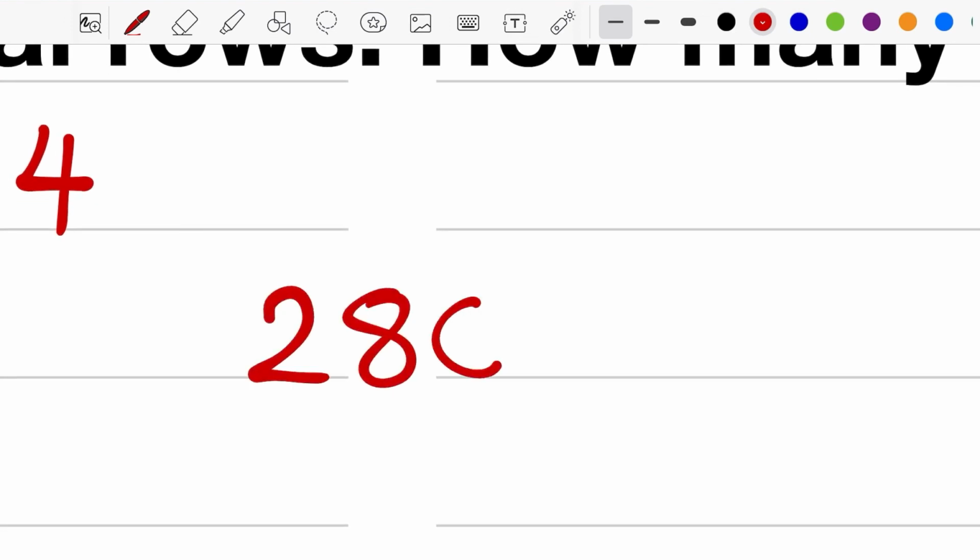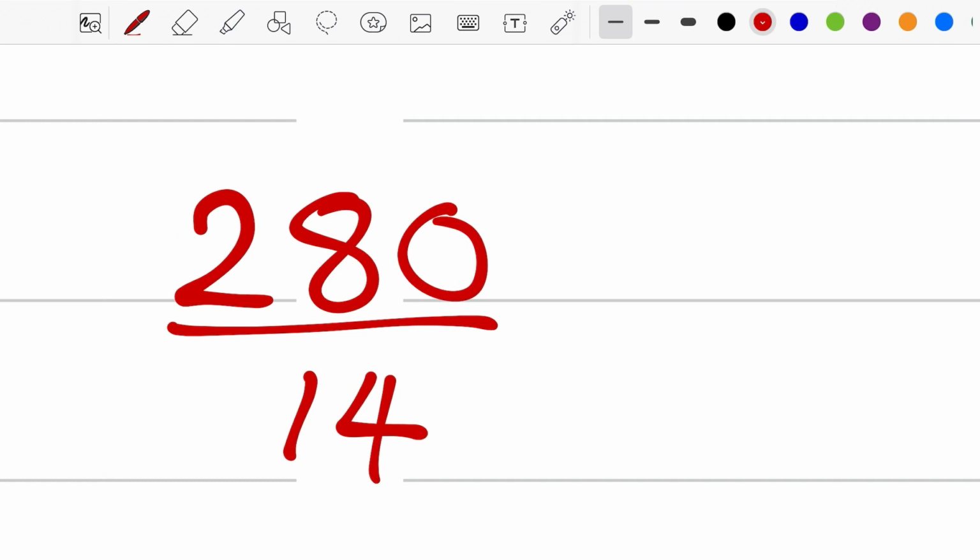What we can do, we will attempt this one using short division. 280 divided by 14. You can use long division as well, but I also want to show you short division. We can find a number that can go into both 14 and 28. So we know that 7 can go into both numbers, because both numbers are a multiple of 7. 7 into 14 is 2, and 7 into 28 is 4.